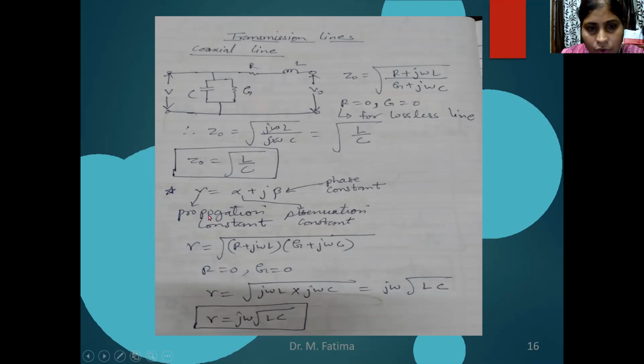Gamma is the propagation constant. It is equal to alpha plus j beta. Alpha is the attenuation constant and beta is the phase constant. This is the value of gamma: it is equal to under root of R plus j omega L multiplied by G plus j omega C. If I am taking a lossless line, put R equal to 0 and G equal to 0. So this is equal to under root of j omega L into j omega C. So j omega can be taken out from the under root. So gamma is equal to j omega under root of LC.